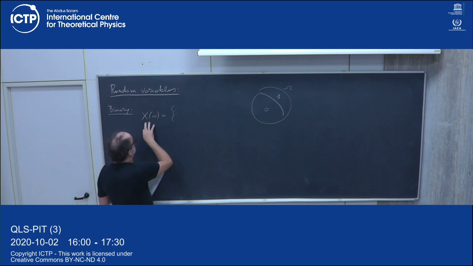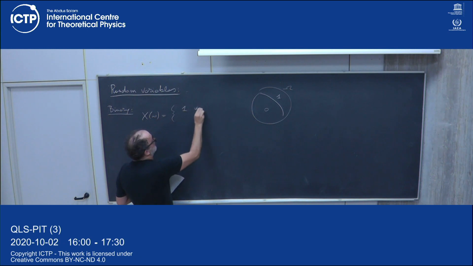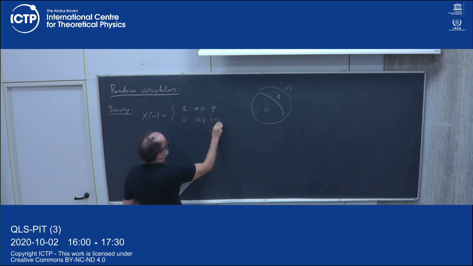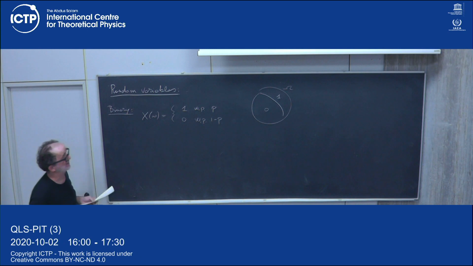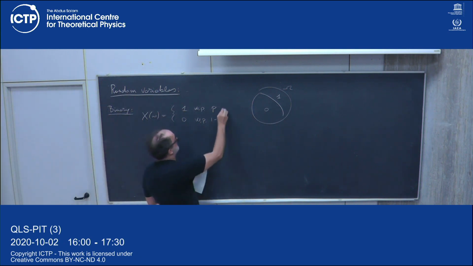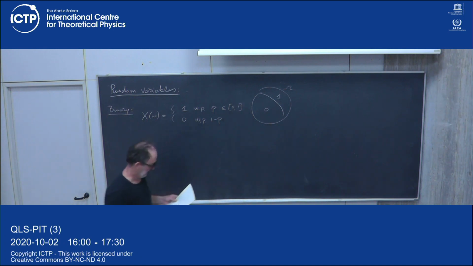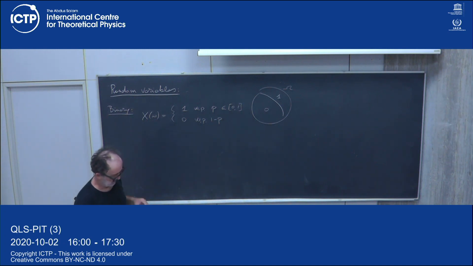So, generally, you can define this random variable by its probability distribution. You can say that this random variable is equal to 1 with probability p, and is 0 with probability 1 minus p. Okay, so this is the simplest, where p is a number between 0 and 1.